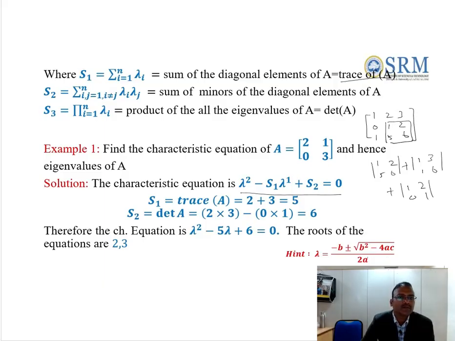What is s1? S1 is nothing but the trace of the matrix, that is the sum of the diagonal elements, that is 2 plus 3. Okay, right. Then what is S2? S2 is the determinant of A, that is nothing but 6. Therefore the characteristic equation is lambda square minus 5 lambda plus 6 equal to 0. And then the roots of this quadratic polynomial are 2 comma 3. Okay, this is a hint to find the roots of the characteristic polynomial.